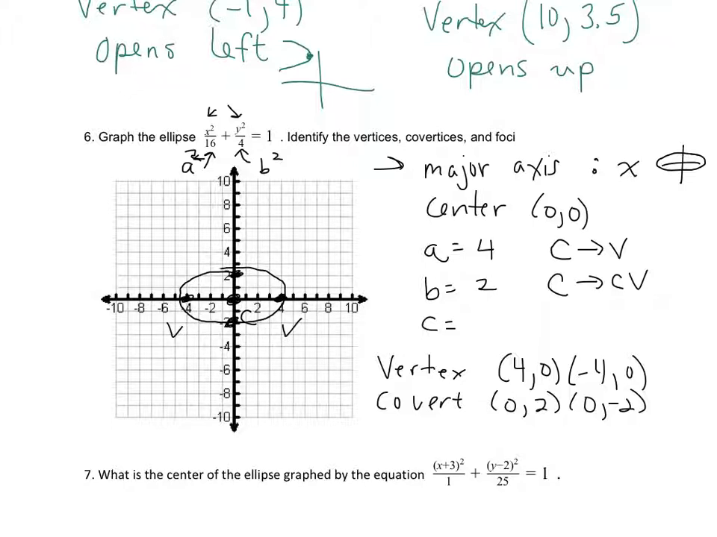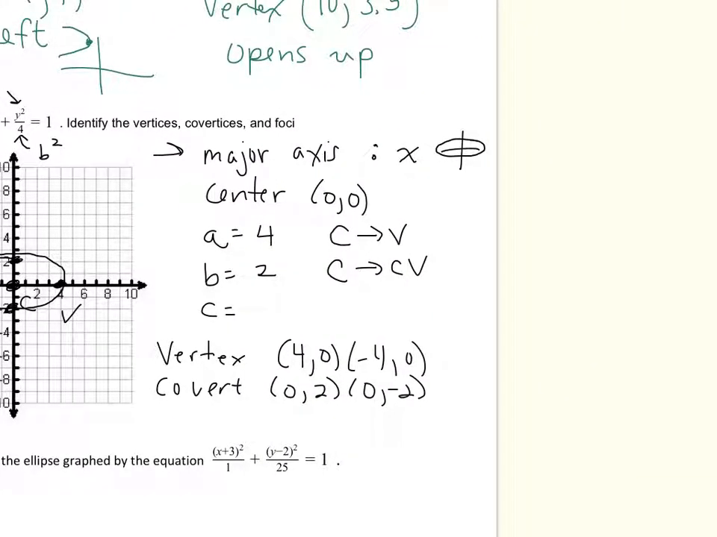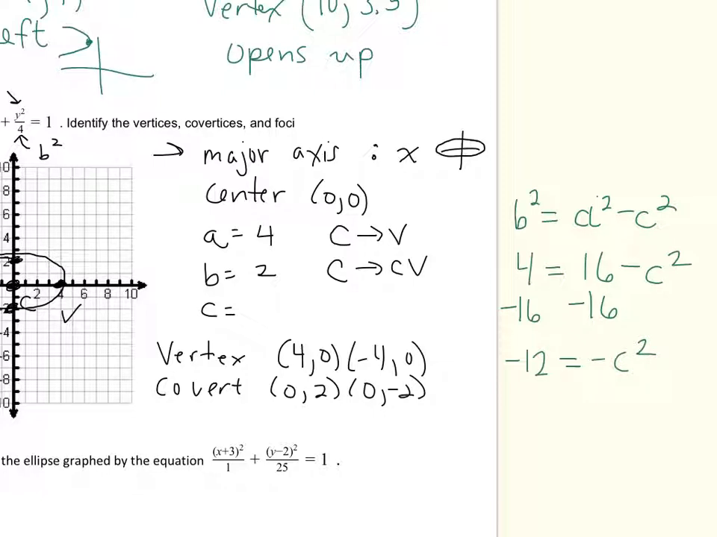What Desmos won't give you are the coordinates of these foci, and that's determined by c. And I don't have c from the equation, all I get is a and b. But if you recall, we have that little relation for ellipses that says b squared equals a squared minus c squared. So if I put those values in, b squared is 2 squared, which is 4. a squared is 4 squared, which is 16, minus c squared. Also subtract 16, so 4 minus 16 is negative 12, equals negative c squared.